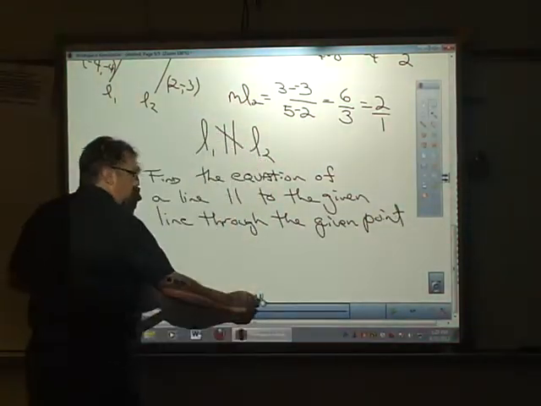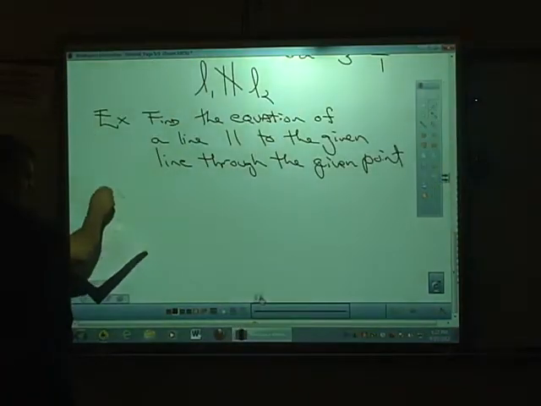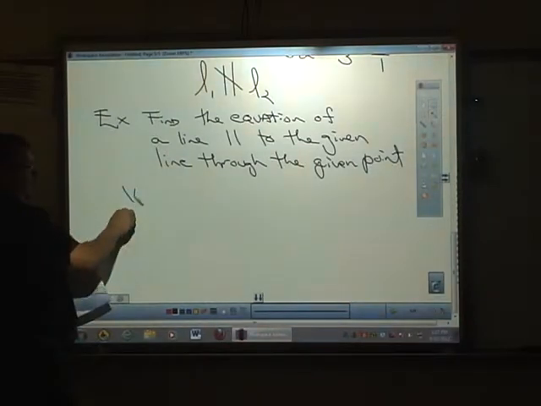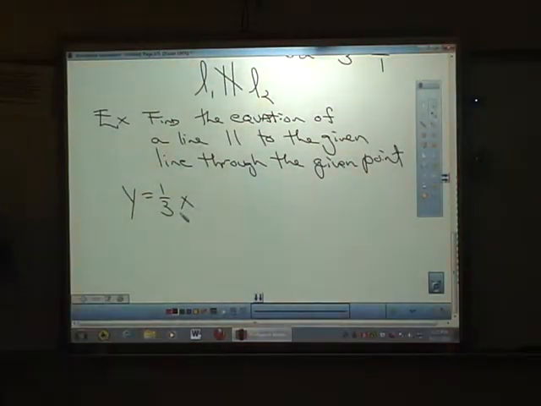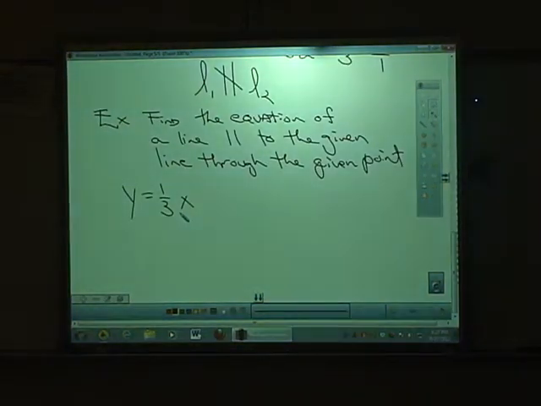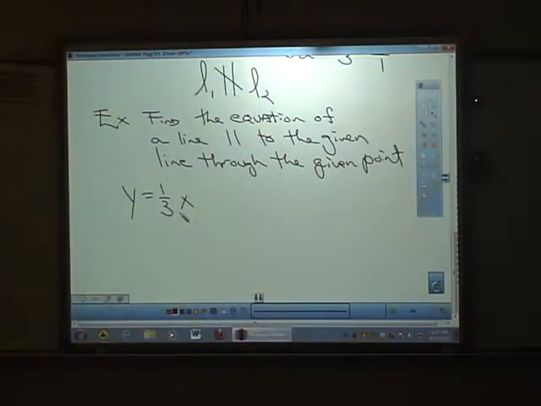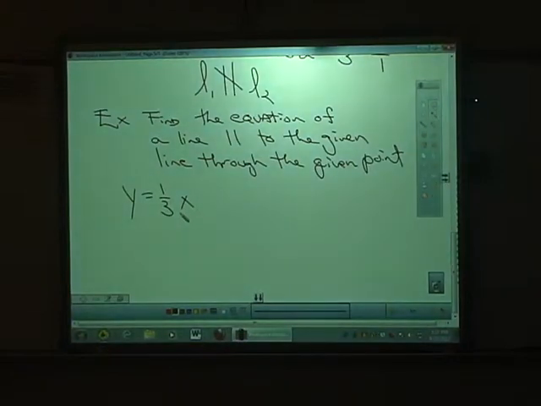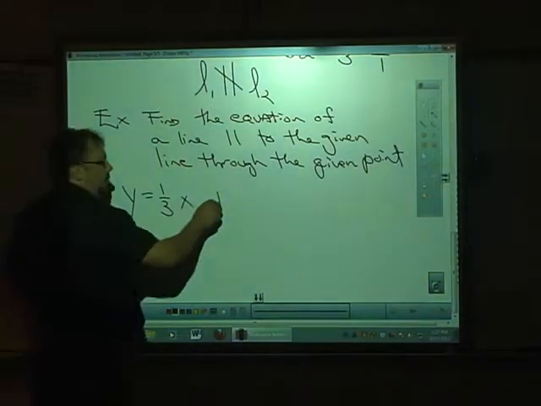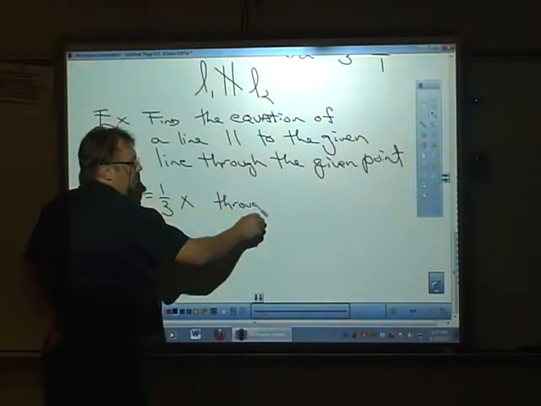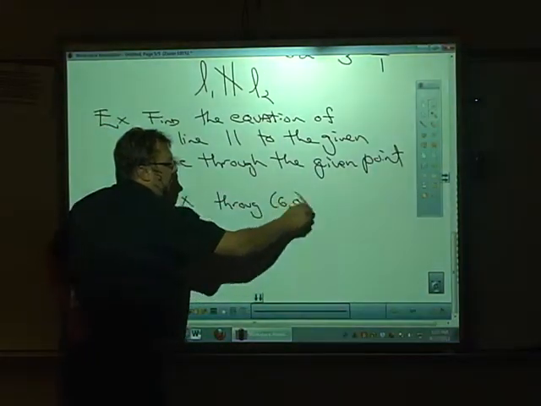So let me show you. We're going to start with the first example. The equation of the line is y = 1/3 x. I want to find a line parallel to this, but I want it to go through the point (6, 0).